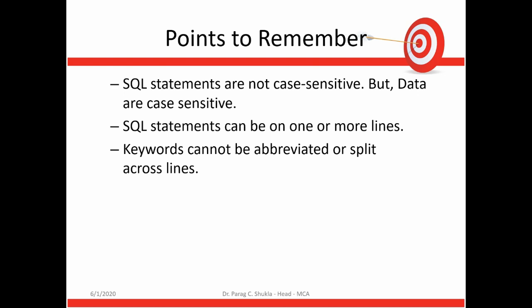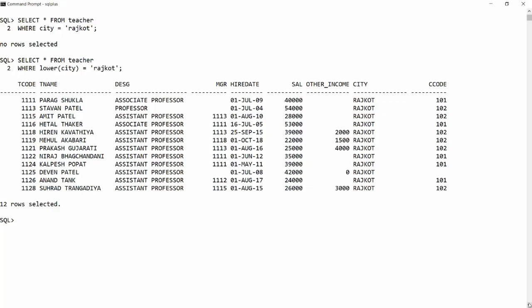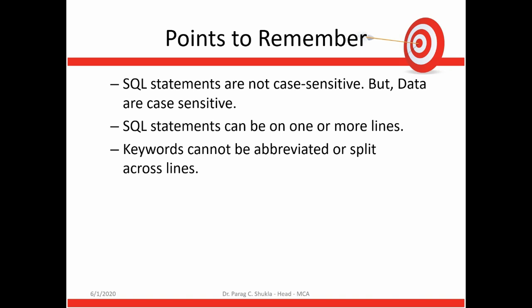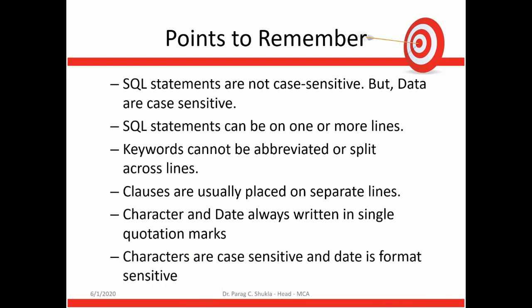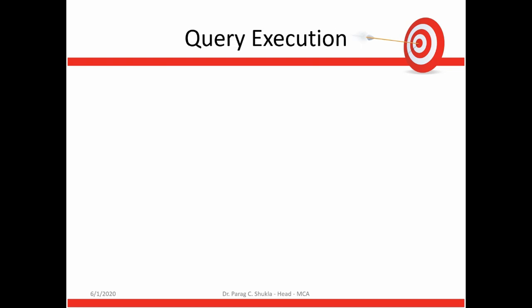Keywords cannot be abbreviated or split across lines. For example, if you want to write select, from, you can, but you cannot split a keyword. For example, if you press enter in the middle of a keyword, it will give you an error, right? So your keyword cannot be split across the line. Clauses are usually placed on separate lines. Characters and dates are always written in single quotation marks. You must understand that characters are case sensitive and dates are format sensitive.